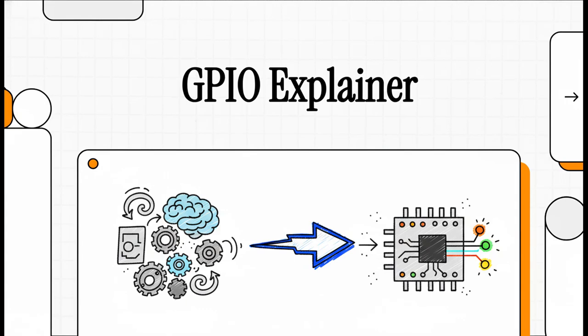All right, let's get right into it. We're going to tackle a question that feels a little bit like magic. How does a simple line of code, just text on a screen, make a real-world light turn on? Well, the answer is something called GPIO. It's the essential bridge between software and hardware, and we're about to cross it.